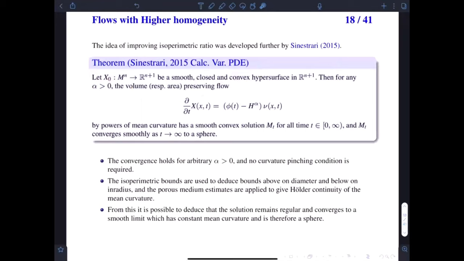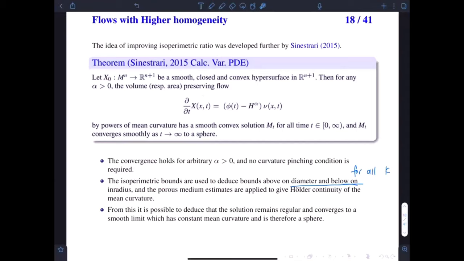And to show the convergence to the sphere, the isoperimetric bounds are used to deduce bounds above on the diameter and below on the inner radius. And this argument in fact holds for all k. I will mention this later. And the porous medium type estimates are applied to give Hölder continuity of the mean curvature. And from this it is possible to deduce that the solution remains regular and converges to a smooth limit, which has constant mean curvature, so is a sphere.